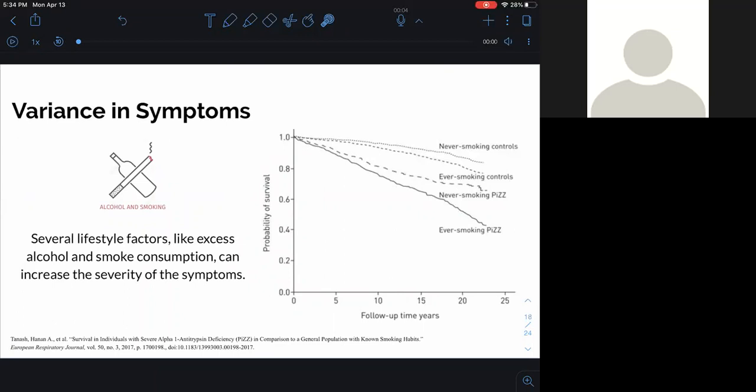Now, some individuals with severe deficiency of AAT never develop emphysema and can have a normal life, especially if they never smoke. So life factors like drinking and smoking can increase the severity of your symptoms. Those with AATD who smoke or are exposed to a lot of pollution are at increased risk of developing lung disease. However, for those who don't smoke, especially with a less severe genotype, they can have a more normal lifespan. And in this graph shown here, it shows smokers and non-smokers with a severe ZZ genotype and their probability of survival. The probability of survival for those that smoke is dramatically decreased over time compared to those that never smoke.